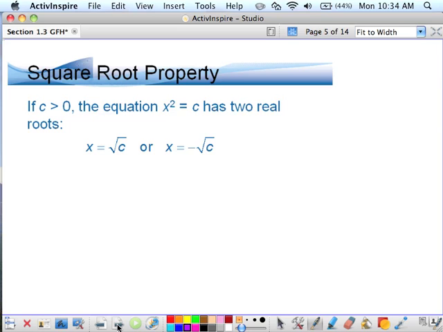Factoring doesn't work for everything. We understand that, right? Neither does the square root property. Completing the square and quadratic formula can be used on any quadratic equation, but factoring and the square root property can only be used on certain ones. They're very limited in their scope, but they're very easy when they do work.